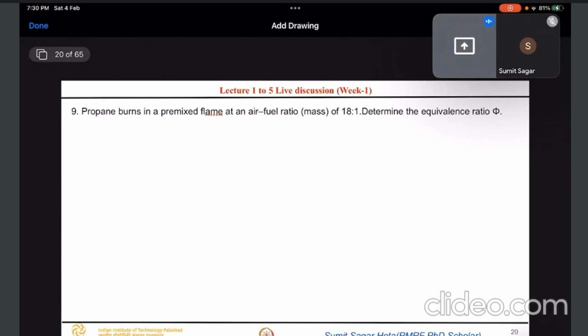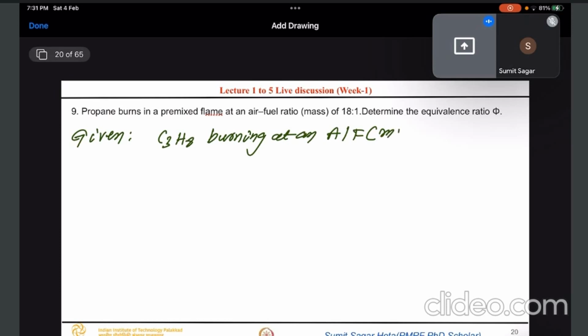In this question, first you have to write down what is given. Propane, which is C3H8, burning at an air-fuel ratio with mass basis of 18:1. Okay, what does it mean? It means it is a pre-mixed one. Simple, because it's mixed with the air.